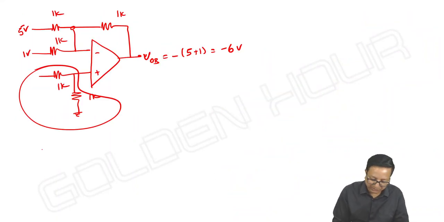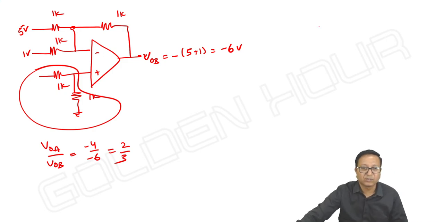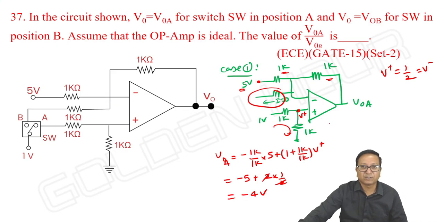Previous one minus 4 volts, this is minus 6. VOA by VOB, minus 4 by minus 6, that is 2 by 3. That's it. I think options are not given, directly we can take the answer.